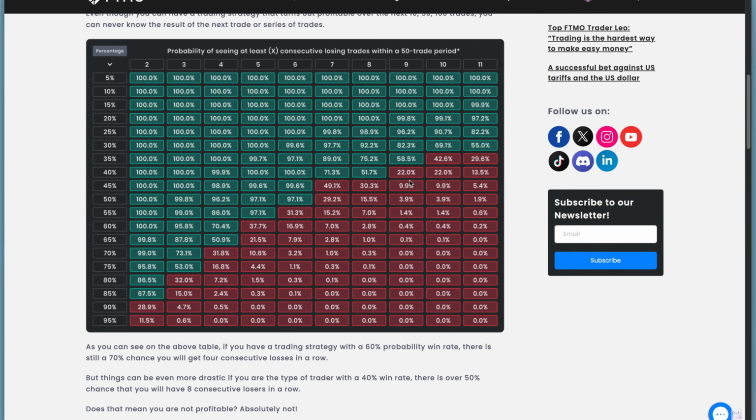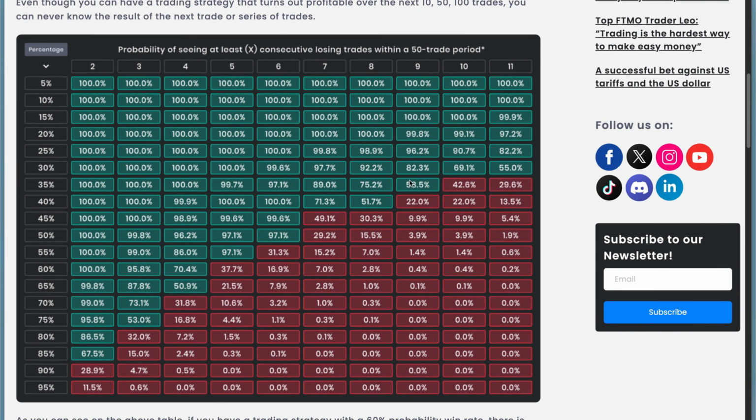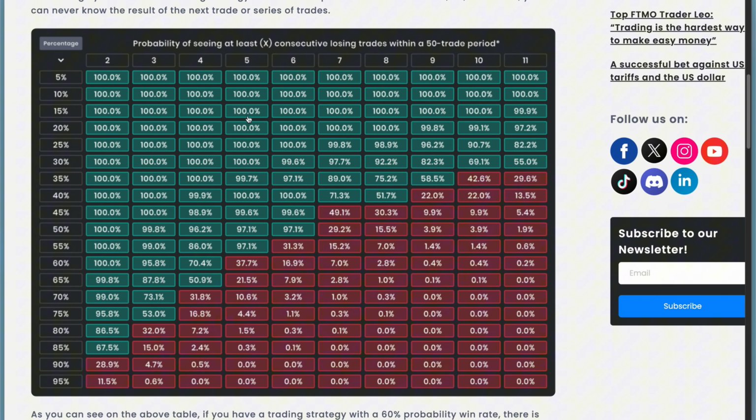I'm going to pull up this chart for you just to show you how common it is to go through 5 consecutive losing trades within a 50 trade period. This isn't even a 100 trade period. This is 50 trades. So check it out. If you have anything under a 55% win rate, it's pretty much guaranteed that you're going to go through 5 losing trades in a row within a 50 trade period. And some of you watching this may understand this logically, but when you are in the moment, it can be pretty tough to pull yourself out of that emotional state and to see it for what it is, that it's a part of the game.